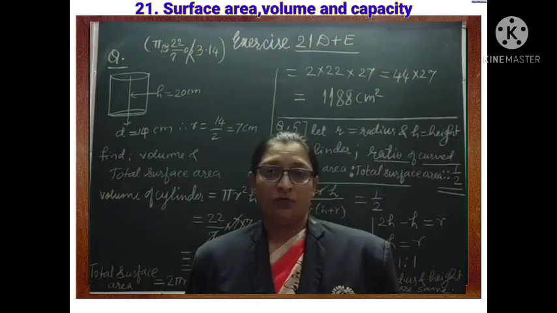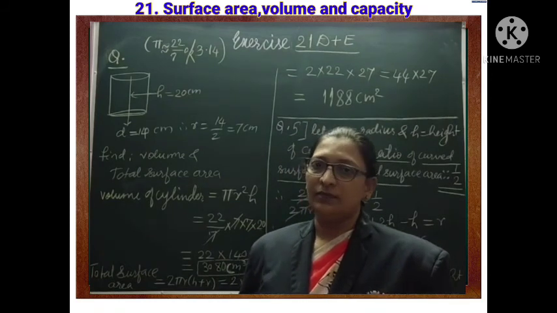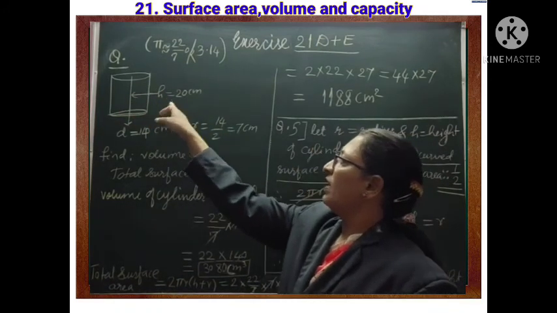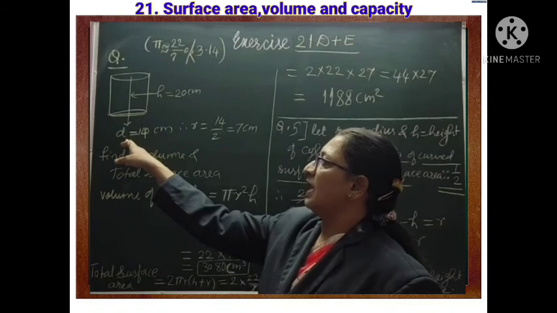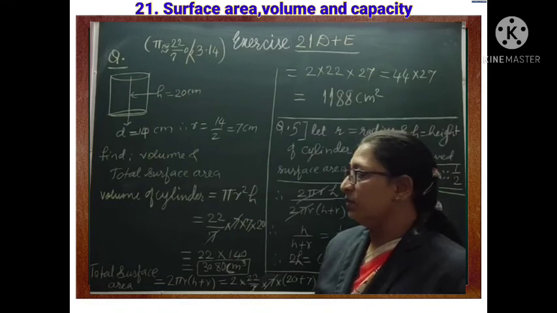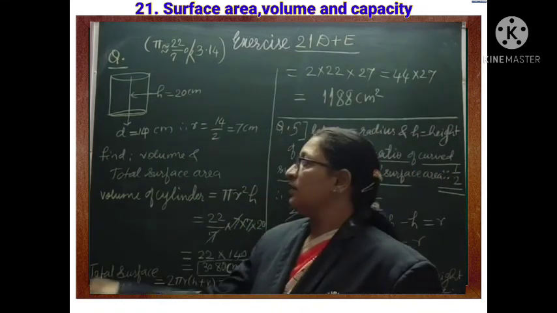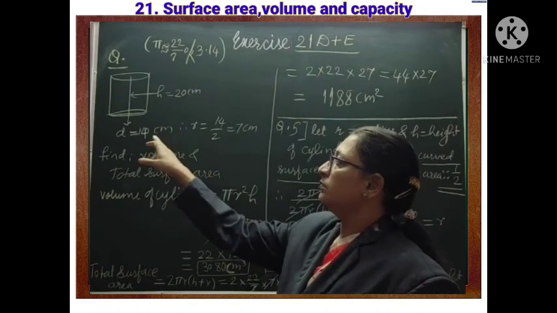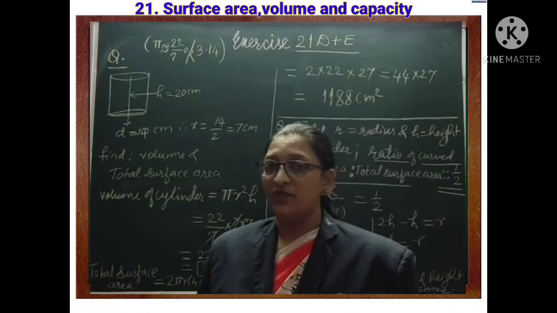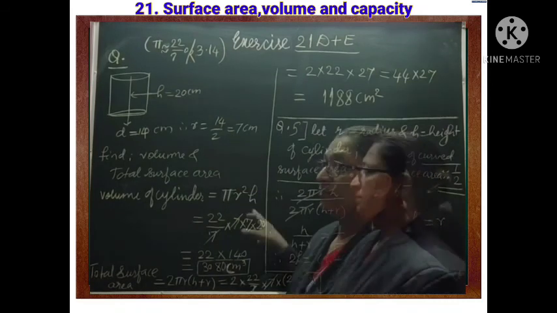Let us solve a few examples from exercise 21D and E. Question 1. Here a cylinder of height 20 cm and diameter of its base 14 cm is given. We have to find out its volume and total surface area. Let's see how to do. Diameter of cylinder is 14 cm. Since diameter is double of the radius, radius is equal to 14 upon 2, that is 7 centimeter.